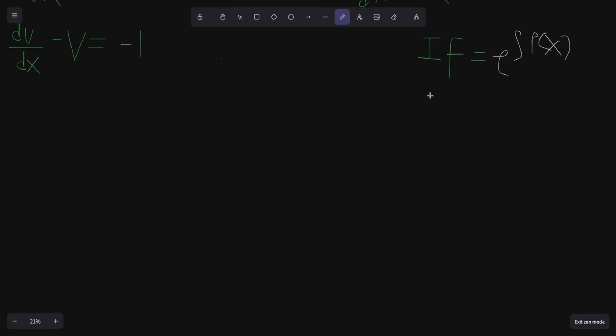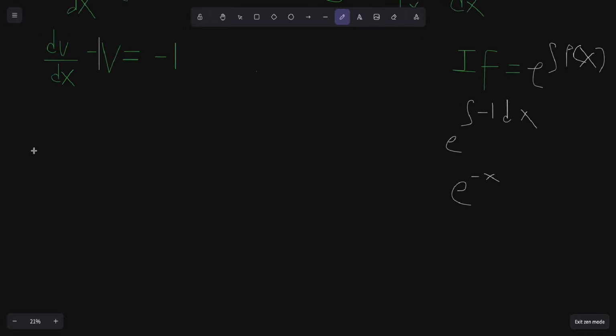And so my integrating factor in this case is going to be negative 1. Don't forget to include the negative, all right? This is going to be equal to e to the integral of negative 1 dx, which is just going to be equal to e to the negative x. And once I multiply both sides by e to the negative x, I get e to the negative x dv over dx minus e to the negative x times v is going to be equal to negative e to the negative x.